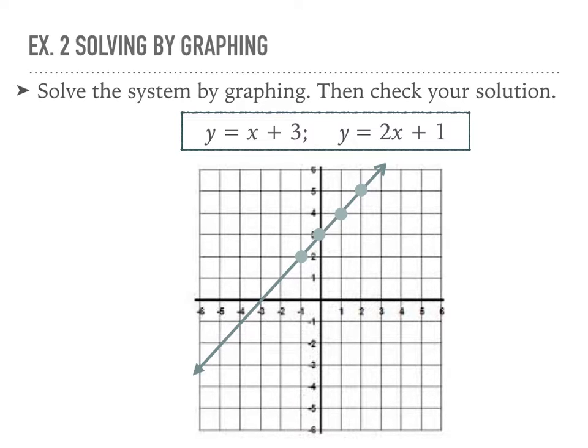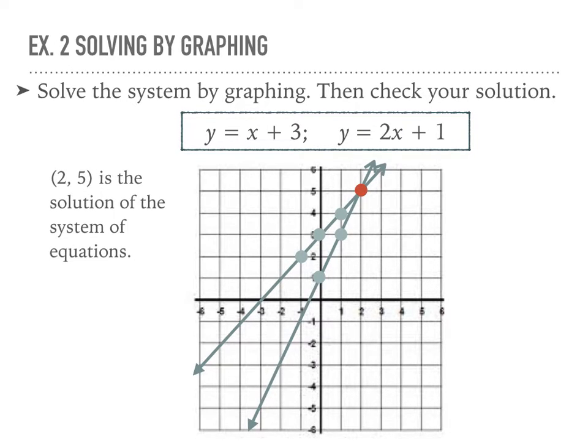Now the second line. The y-intercept is 1. The slope is 2. So up 2 and to the right 1. Up 2 and to the right 1. That is the point at which the lines will intersect. The coordinates of that point are (2, 5). Therefore, (2, 5) is the solution to the system of equations.